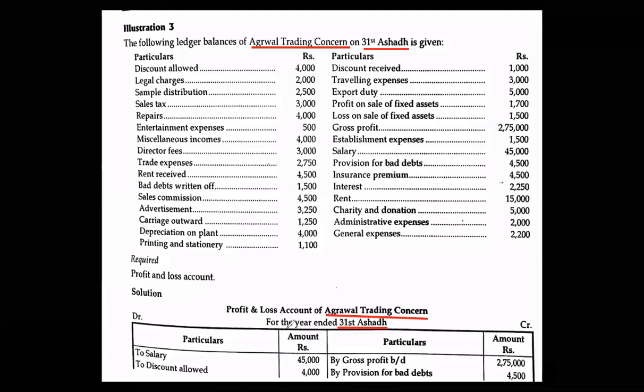Now ready? Now tell me whether it is DR or CR. Discount allowed. Is it DR or CR? DR. Why DR? Is it income or expenses for you? It is loss. That's why. Expenses. Why is it loss? Because you are giving to someone. Money goes out. That is loss for you.